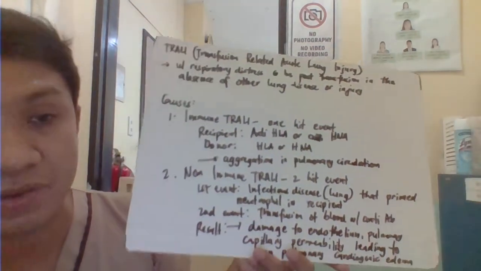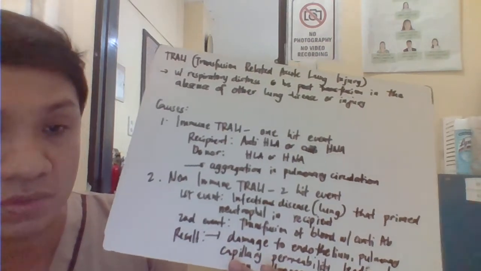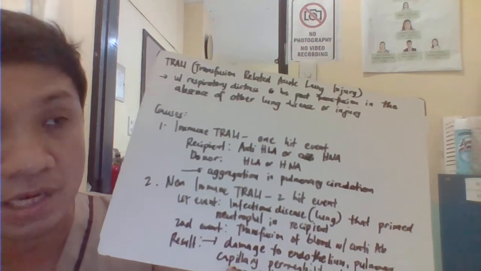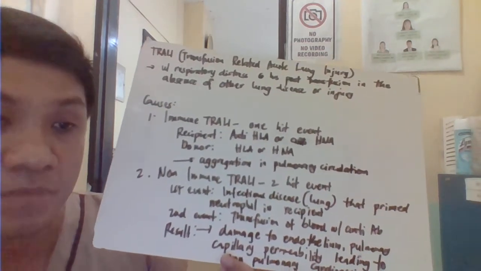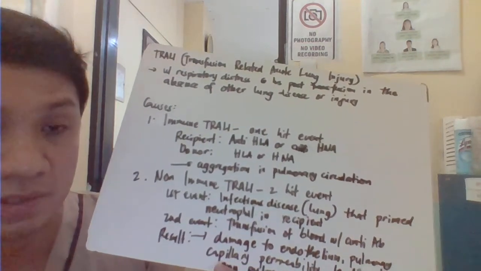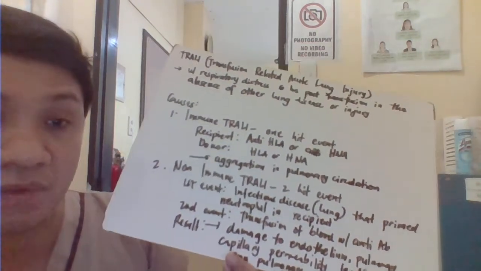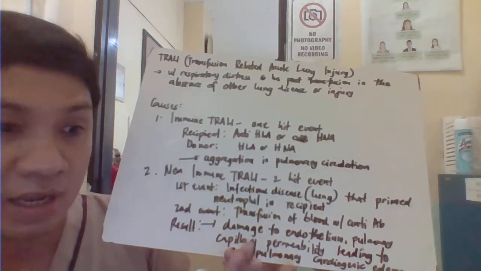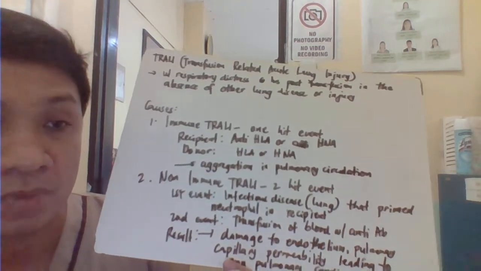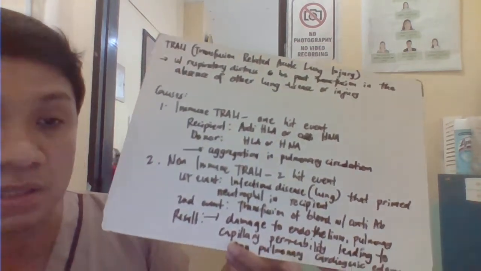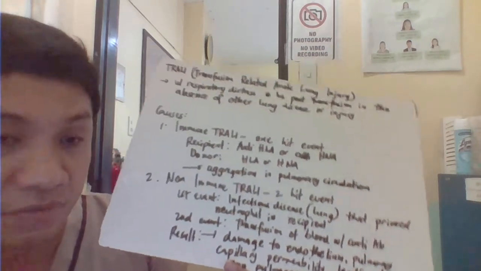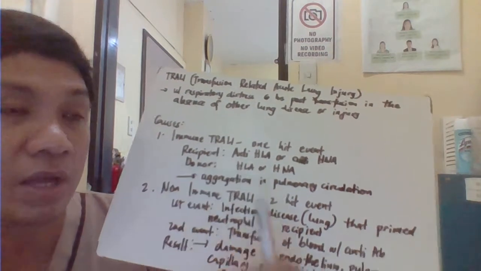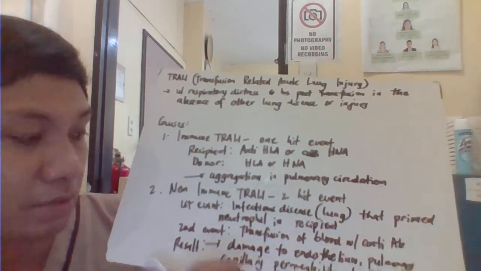Okay, the next one, we have your TRALI or transfusion-related acute lung injury. This is characterized by the pulmonary manifestation 6 hours after the transfusion. The patient tries to manifest a lung manifestation in the form of pulmonary distress, in the absence of other medical conditions related to lung disease. Meaning to say, the patient does not have a lung injury or lung infection, and only develops pulmonary distress after the blood transfusion. So the manifestation is related to the blood transfusion, and you call it transfusion-related acute lung injury.